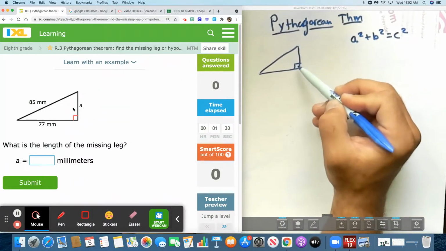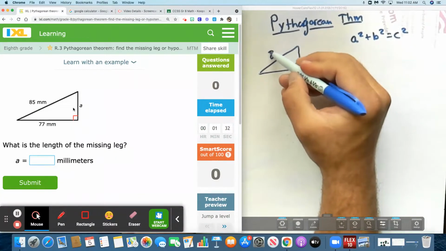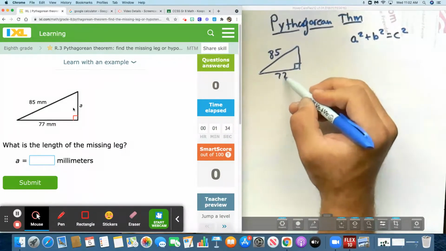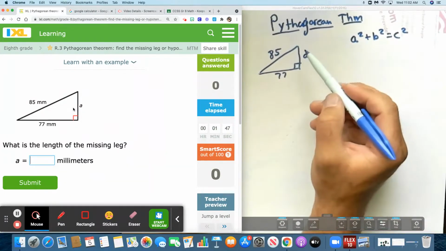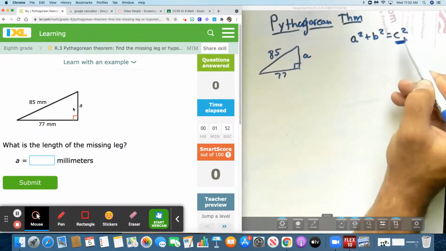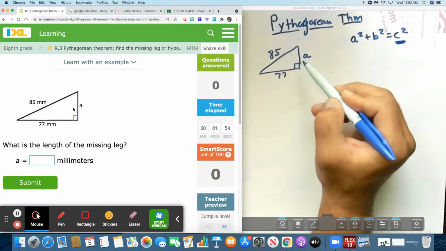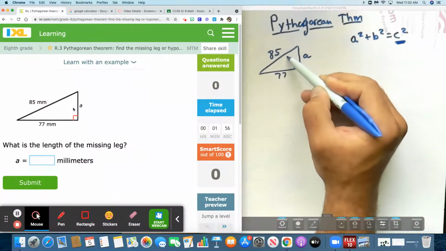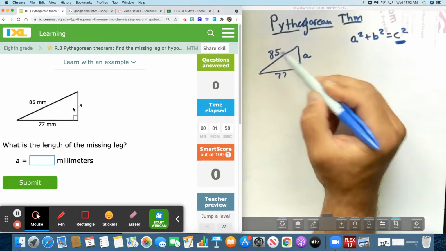So we've got our right angle. That's what you need to pay attention to. Here's 85 over here, here's 77, and here's a. First thing you want to do is set your C, okay? So your C is always going to be the side across from your right angle. So take your right angle, draw an arrow over here, and that's going to point right to your C.